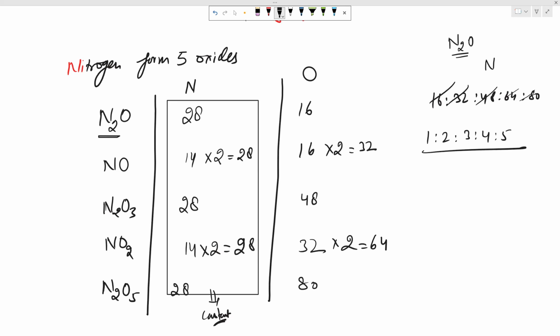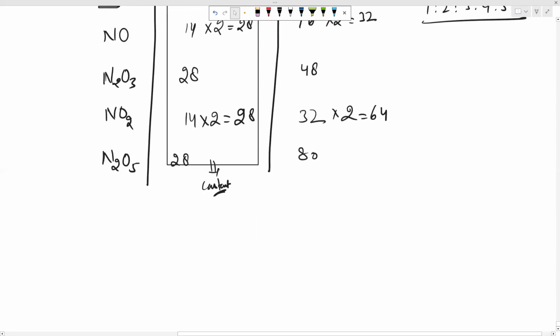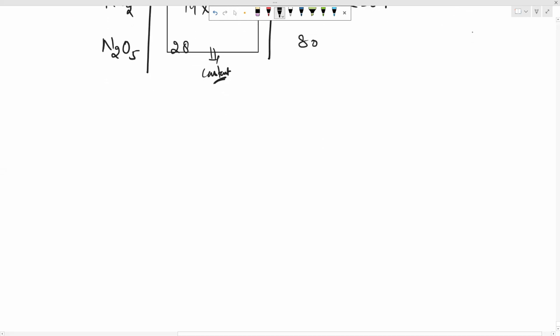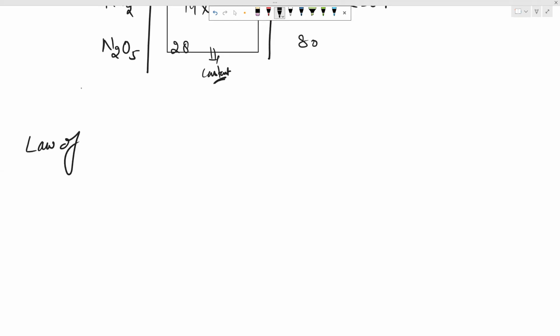Okay, copy this one. The next law of chemical combination is the law of reciprocal proportions.